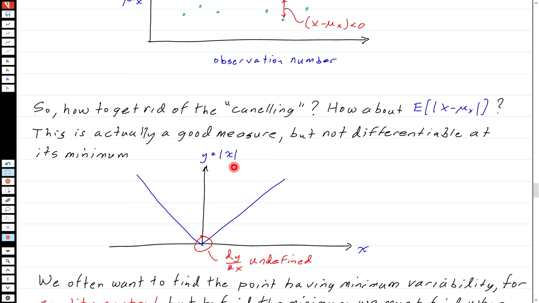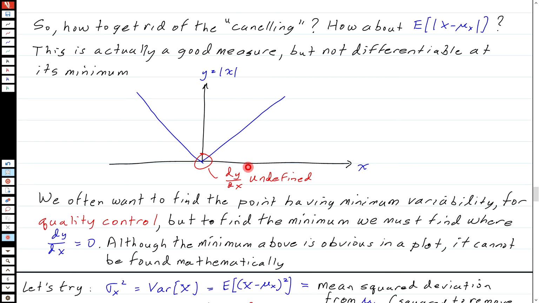And basically, we're often interested in minimizing the variance to achieve quality control. So the higher our quality control is, the less variable our results should be. And if I'm trying to find the minimum variance, I'm looking for the point in this function which is a minimum, and I do that by differentiating and setting equal to 0.